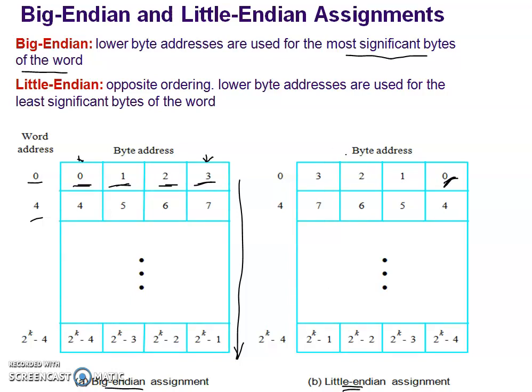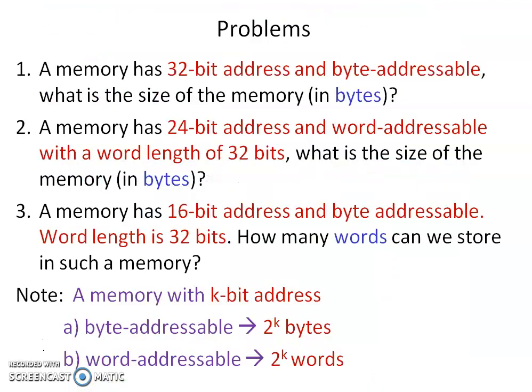So here, the addresses inside the cells are the byte addresses, and the address given outside is used to represent the word address. Now we can consider some problems.